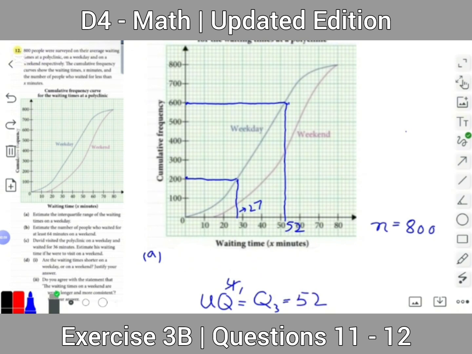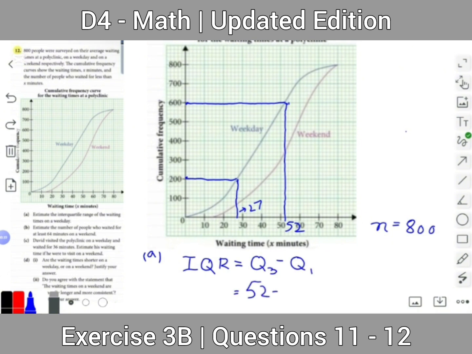Since we have estimated the values of the upper quartile and lower quartile from the graph, we can find the estimated value of the interquartile range by using the formula Q3 minus Q1. So the estimated values of Q3 and Q1 are 52 and 27 respectively. So 52 minus 27 will give us 25. So the interquartile range of the waiting times on a weekday is equal to 25 minutes.